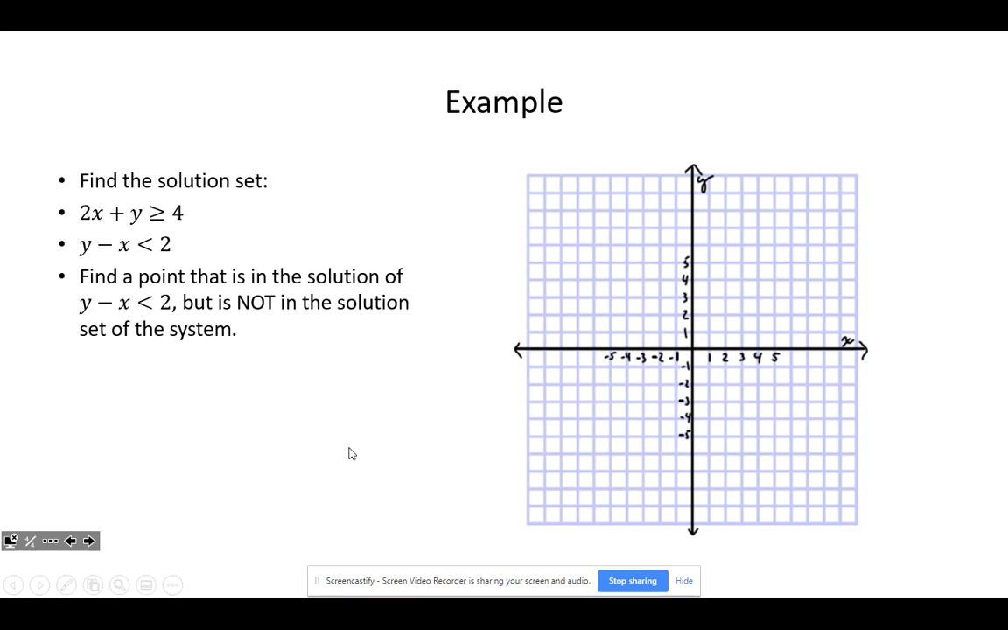Let's try this example. Pause the video at this point to give yourself a chance to try it on your own. So I'll do the first inequality in red. And we need to change it so that it's in slope-intercept form. So I'll subtract 2x from both sides. Tuck it in. Now I have y is greater than or equal to negative 2x plus 4.